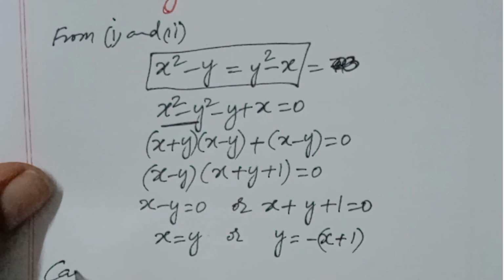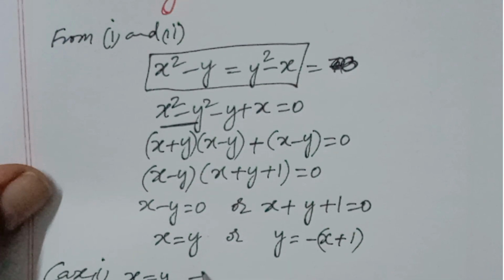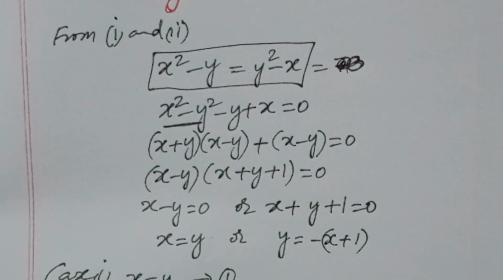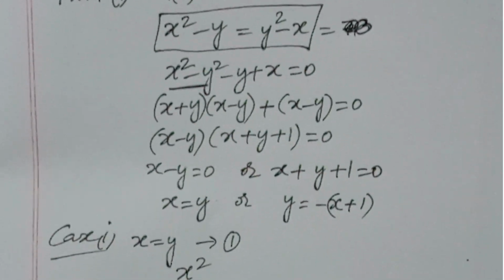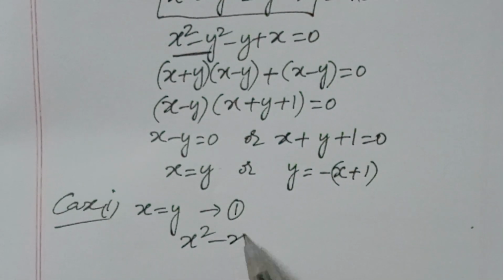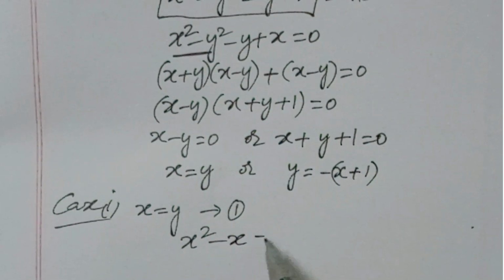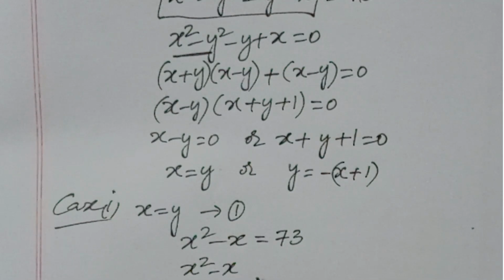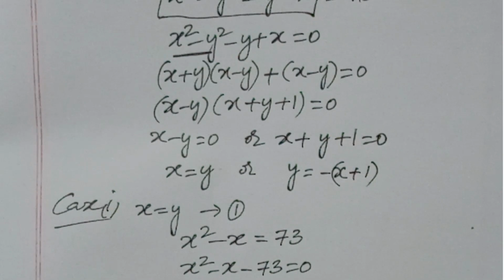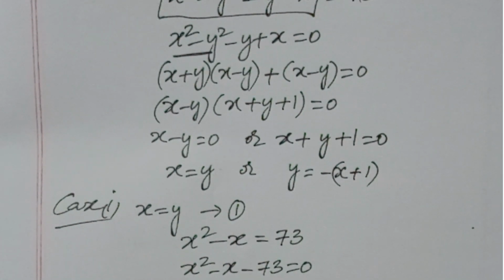Now, take case 1: x is equal to y, and replace in 1. So what will we get: x square minus x is equal to 73. So x square minus x minus 73 equal to 0. Here a value is 1, b value is minus 1, c value is minus 73.